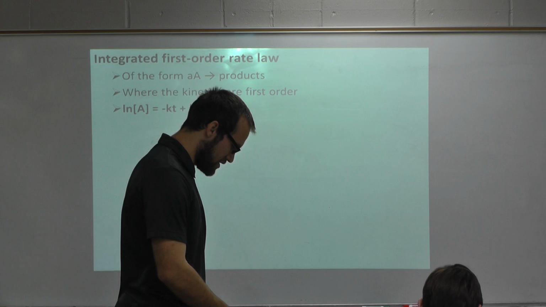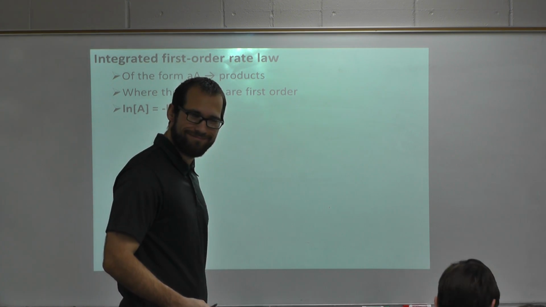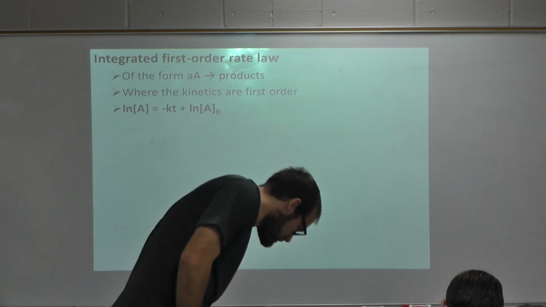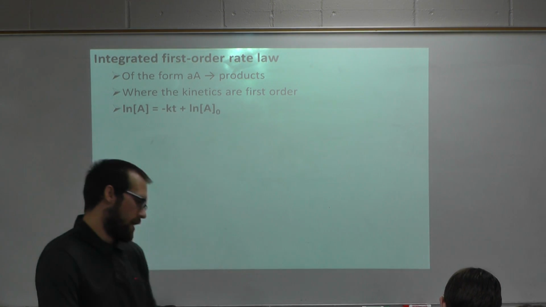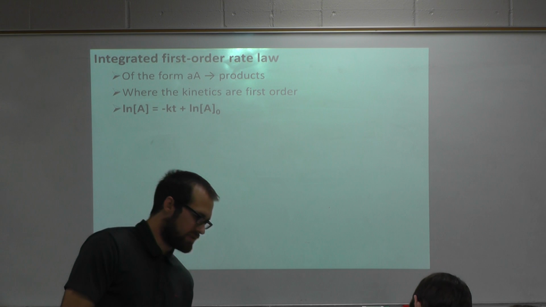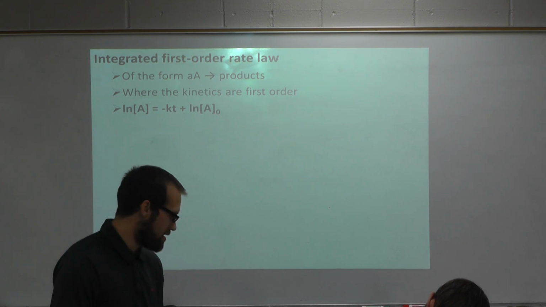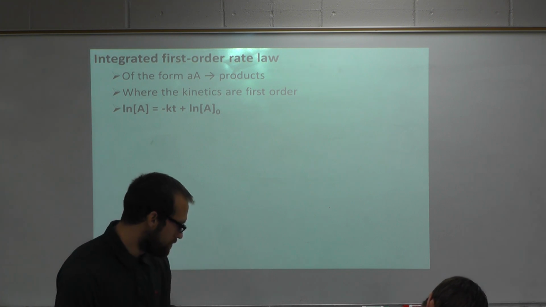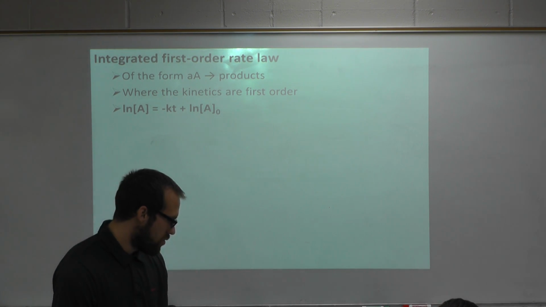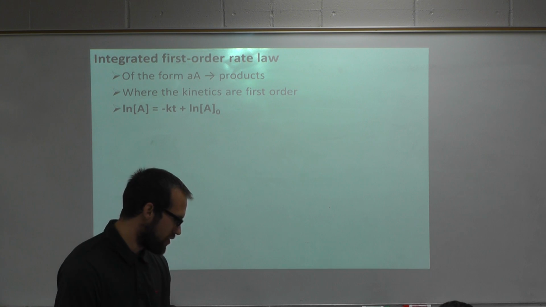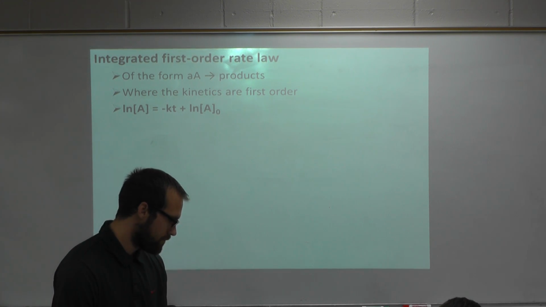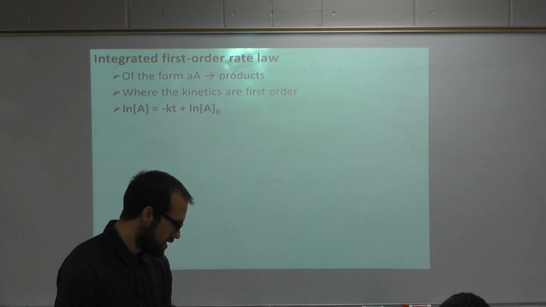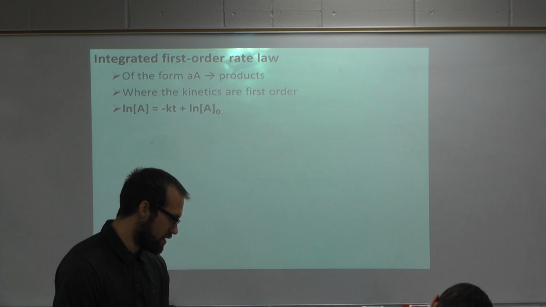Okay. What did I say? Page 552? 552 is where it is. For the sake of our lack of ability to do calculus and time, what we have there is an integrated first order rate law. You see ln of A, which would be the reactant concentration, equals negative kt plus ln of A naught.